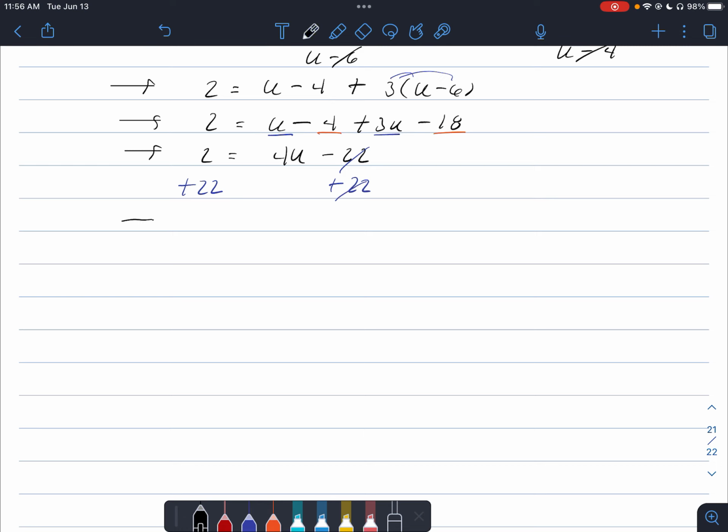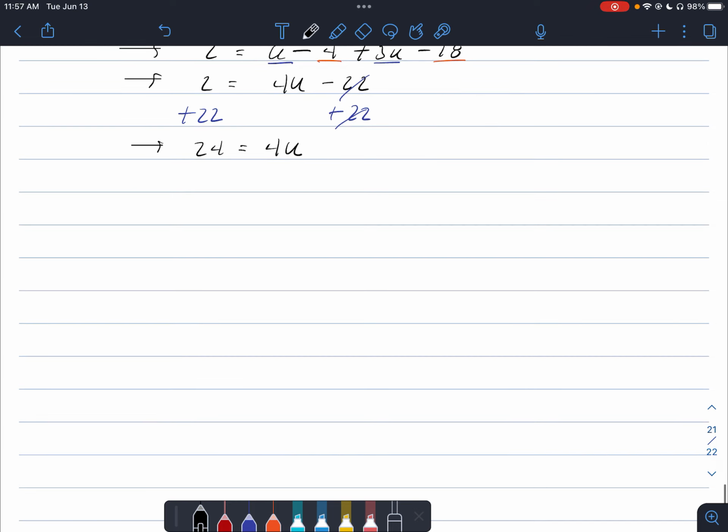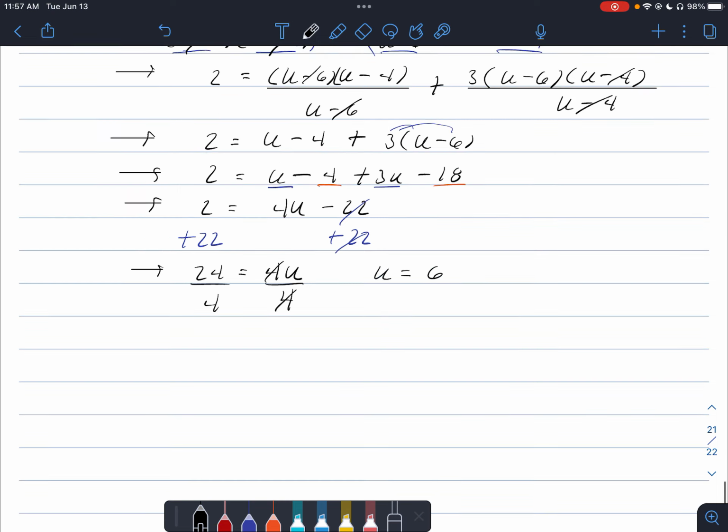And we'll end up with 24 is equal to 4u. Now we can divide both sides by 4, and we'll get u is equal to 6.